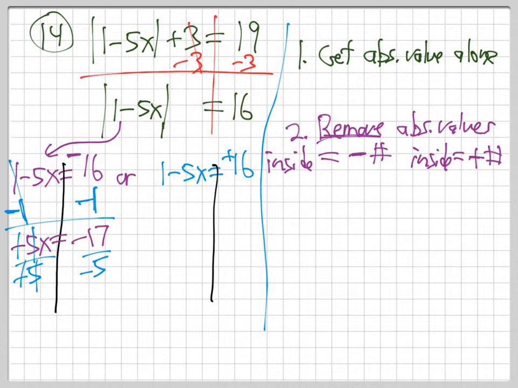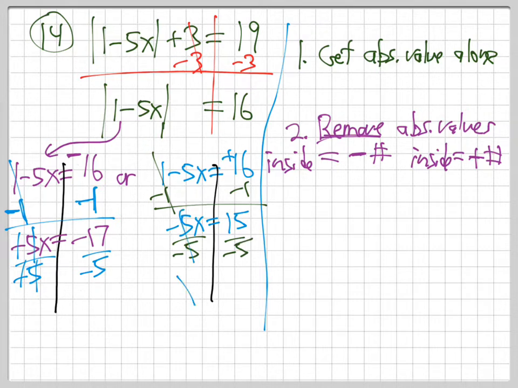All right, so now let's do the other one. I'm going to go minus 1, minus 1. That cancels. Got minus 5x is, what's that, 15? And then I'm going to divide by minus 5. And that leaves x is, what's that, negative 3?